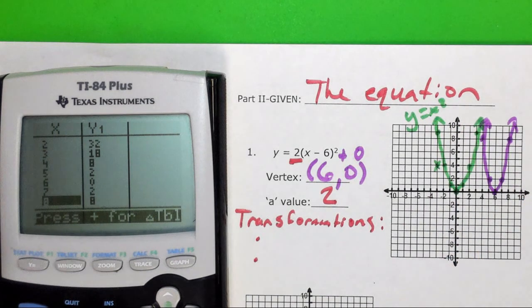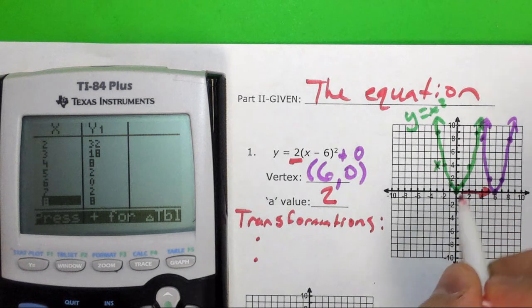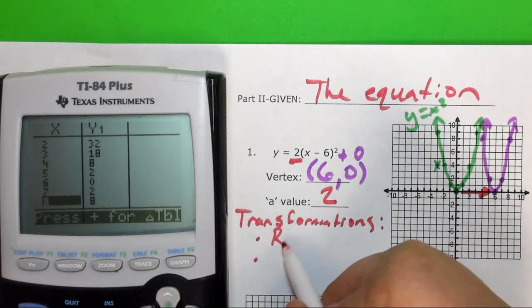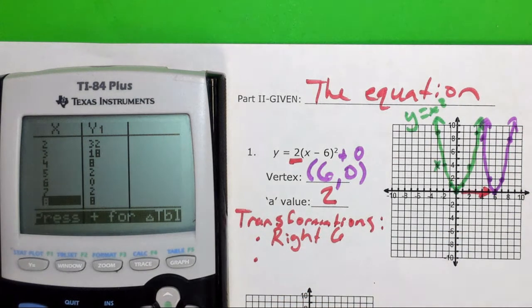And like I said earlier, there were two things. One of them is that we shifted to the right. You can see that, right? Look at the vertex. It goes from here and shifts over to the right 6 spaces. So we're going to say right 6. That's our first part.